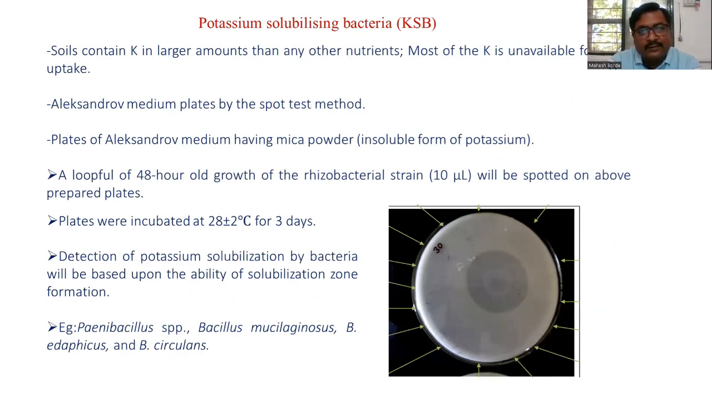This one is the potassium solubilizing bacteria. We can grow the bacteria on Aleksandrov medium; if it shows some zone of inhibition, that means it is solubilizing the potassium present in the medium. So these are some bacteria which already play a role in plant growth promoting traits in nature. For biotechnological or industrial purposes, you can isolate these bacteria by using these various methods.